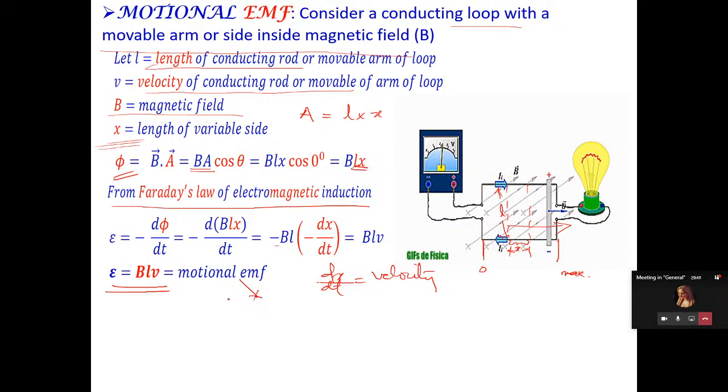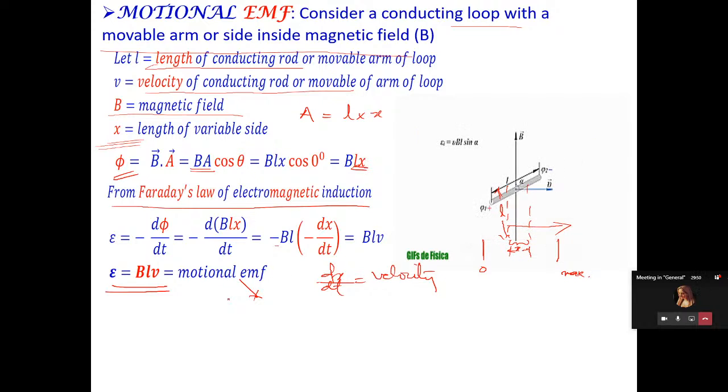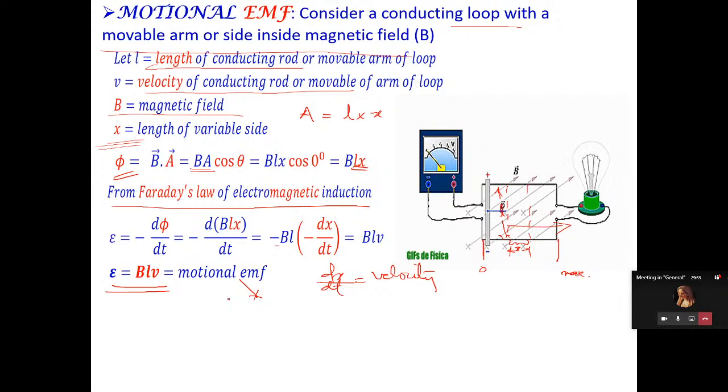This EMF is called motional EMF. By the name motional EMF, we mean that there develops an EMF between the ends of the conductor when the conductor is moving in a magnetic field. So that is called motional EMF.